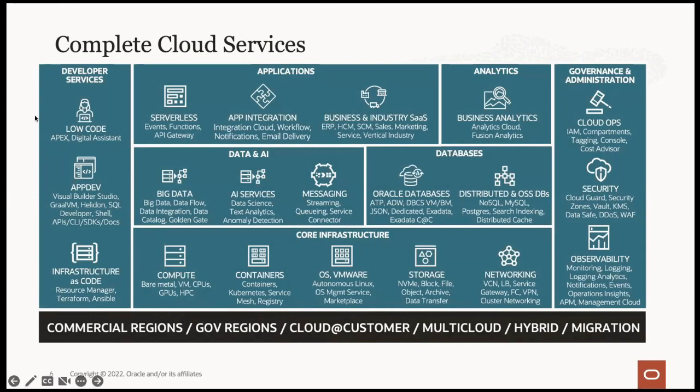And on the left-hand side, you'll see some developer services available. So if you're interested in low-code development, we have Apex, or infrastructure as code using Resource Manager to provision your infrastructure in OCI. And then on the right-hand side of the slide, you will see cloud operations and security, as well as observability, so different tools for that. But we'll mainly be focusing on cloud operations right here, going through all these different tools.